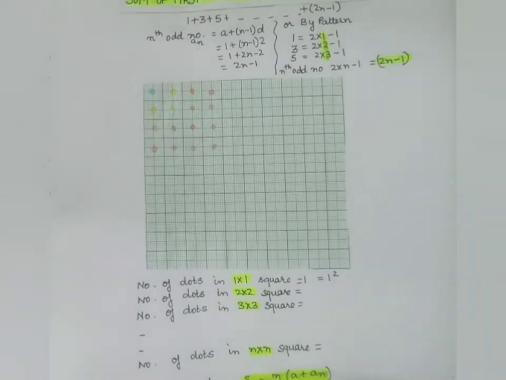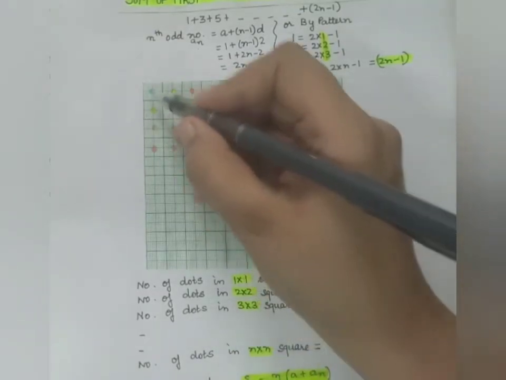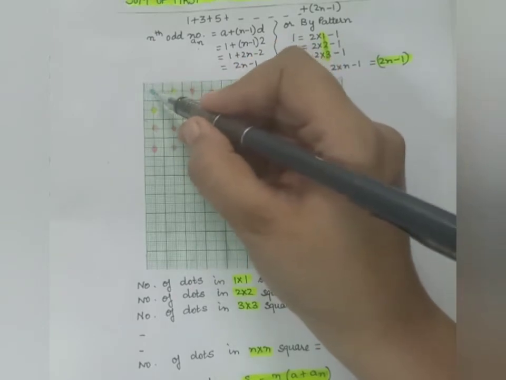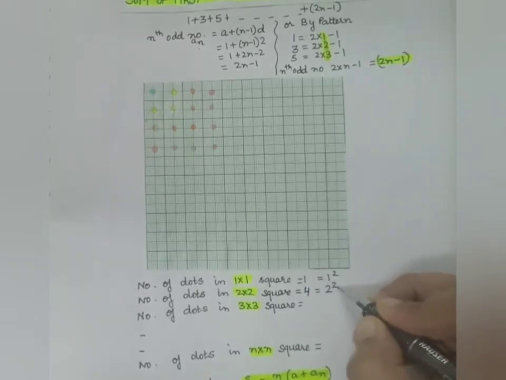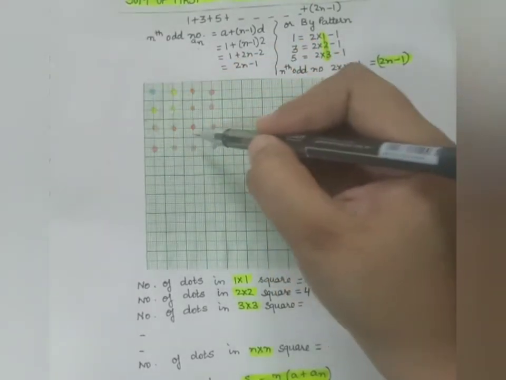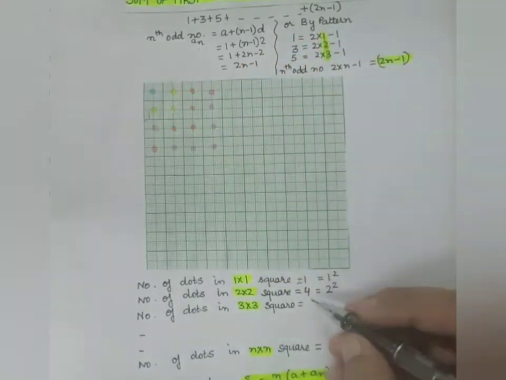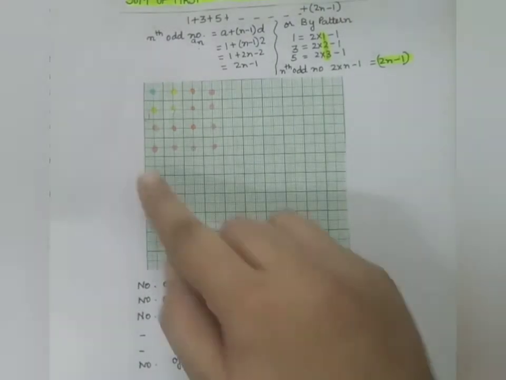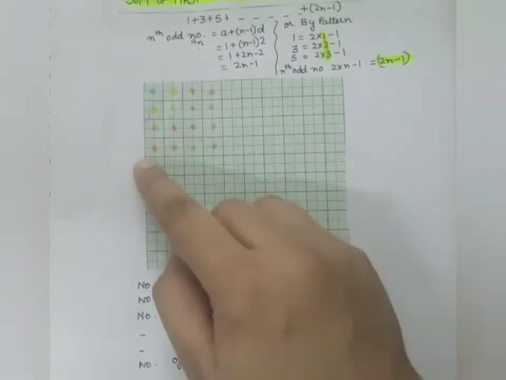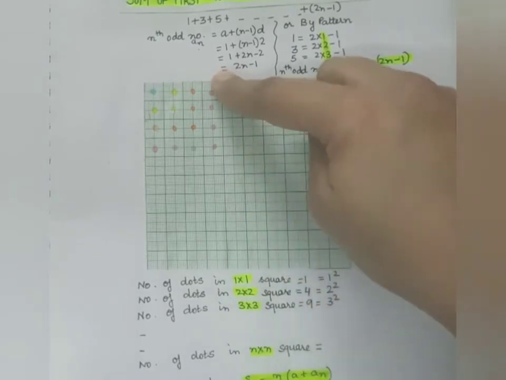Along with it, we see the number of dots in the 1 into 1 square is 1, which is the same as 1 square. Then the number of dots in the 2 into 2 square is 4, which is the same as 2 square. And then the number of dots in the 3 into 3 square is 9. So it is 9, which is equal to 3 square. And when you see, I have added 7 to it. On adding 7, I am completing a 4 cross 4 square having 16 dots. So that means it is 4 square.